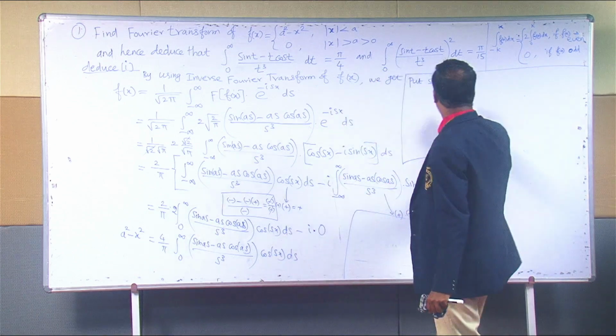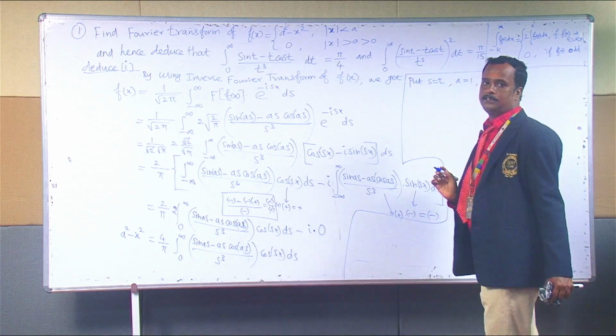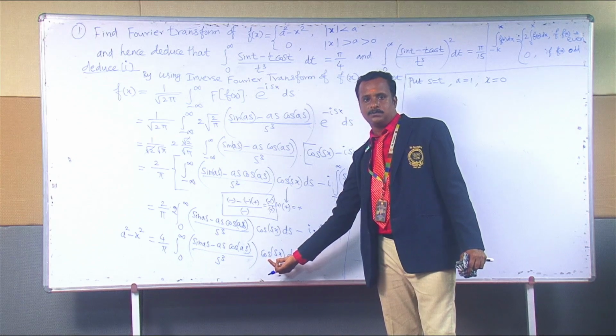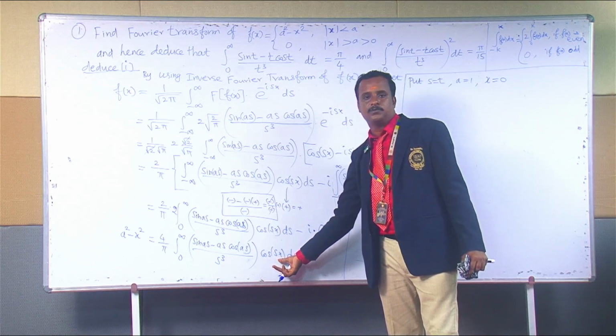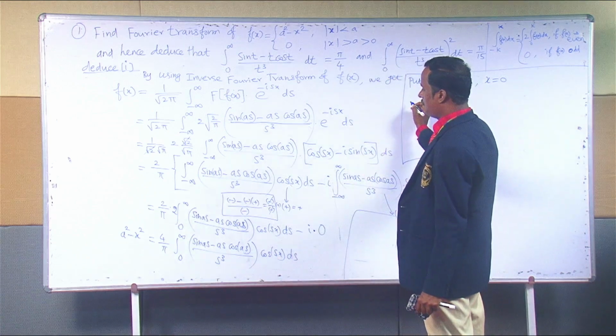What is the substitution here? Instead of x we can apply x equal to 0. Why are we using the substitution x equal to 0? Because cos 0 value becomes 1, cos 0 is 1, so that we are using the substitution x equal to 0. Okay, while using this substitution, what do you get?